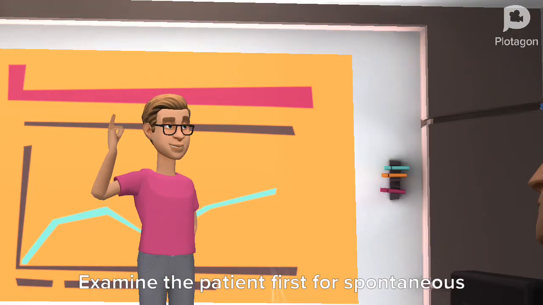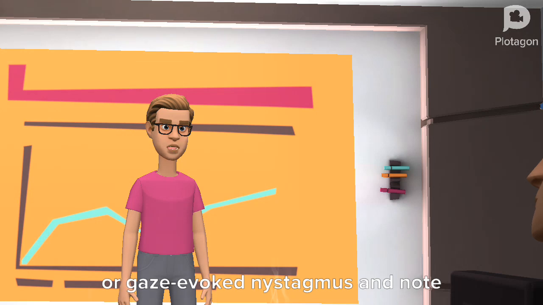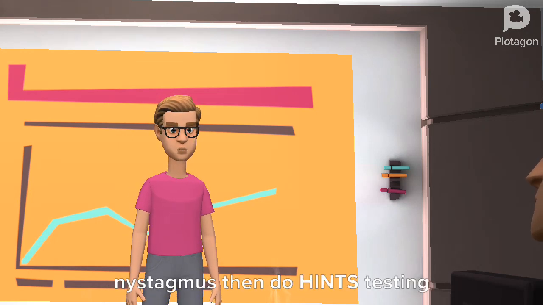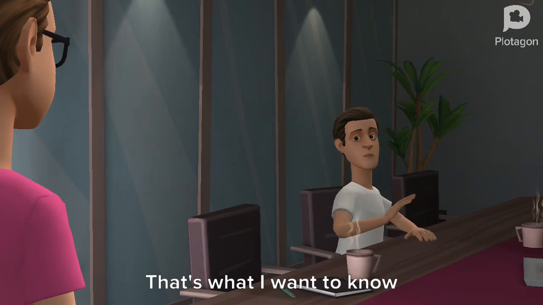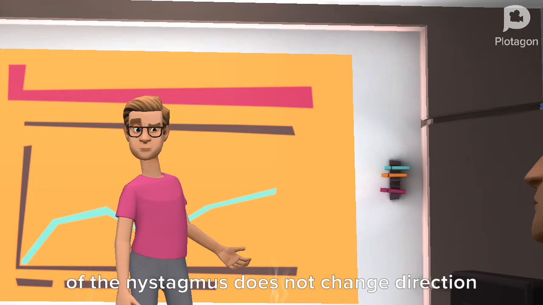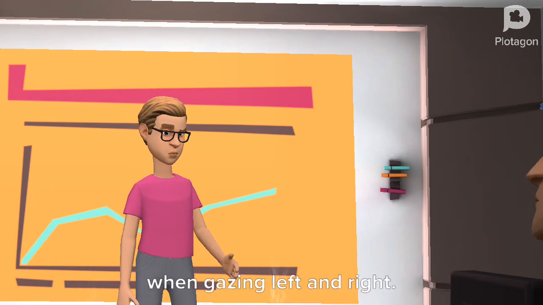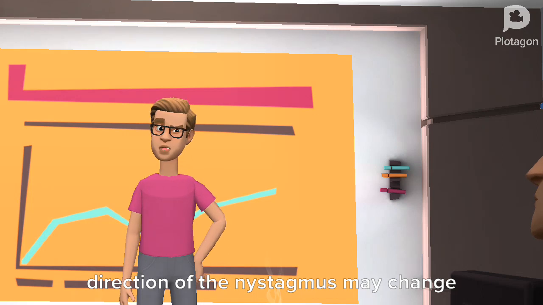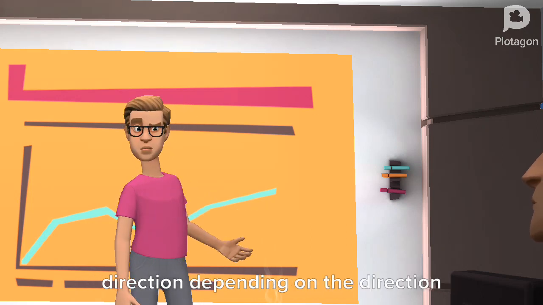Examine the patient first for spontaneous or gaze-evoked nystagmus and note the direction and type. If there is nystagmus, then do HINTS testing. That's what I want to know. In vestibular neuritis, the fast component of the nystagmus does not change direction when gazing left and right. In central causes of nystagmus, the direction of the nystagmus may change direction depending on the direction of gaze.